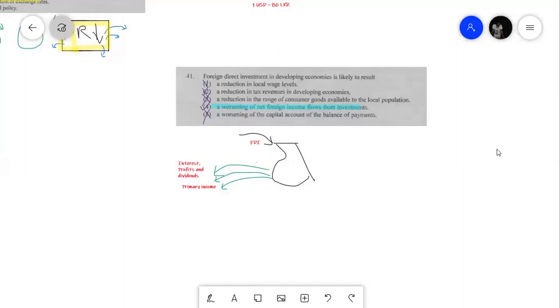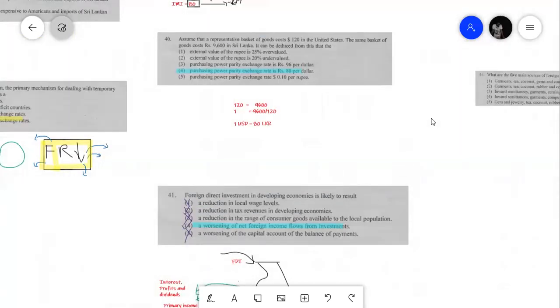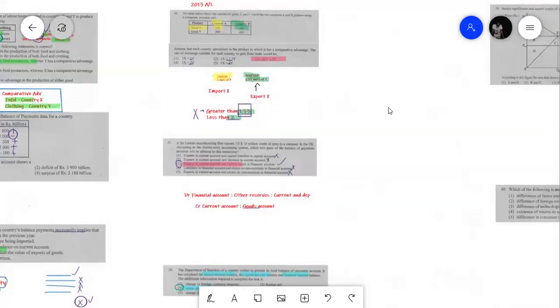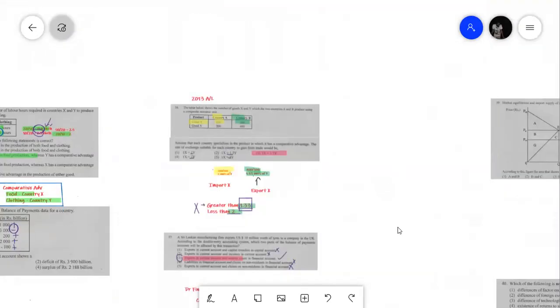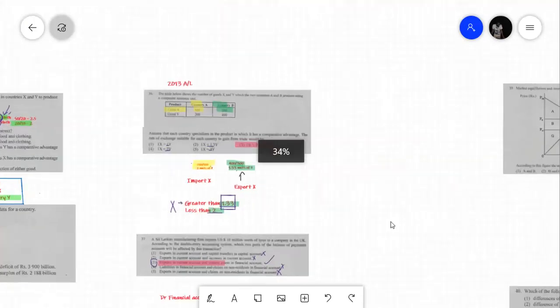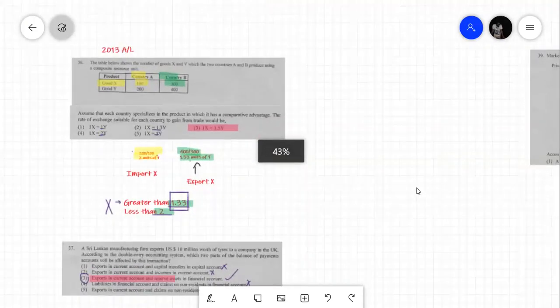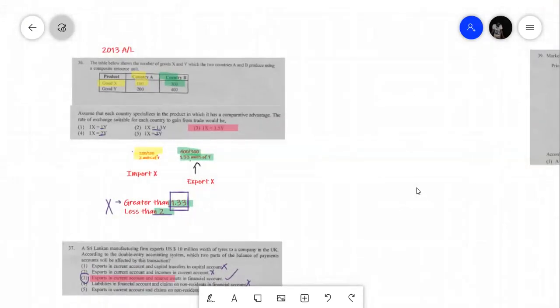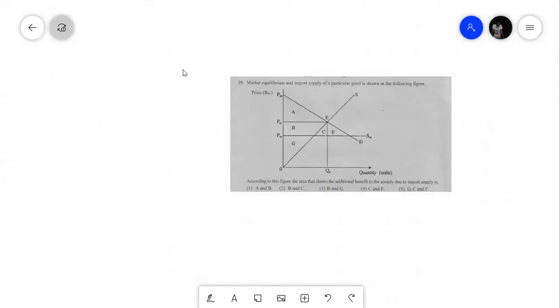Done. That's it with that paper. How many correct? 1, 2, 3, 4, 5. Can we say inversion of the current account? Yes, you can say inversion of the current account because primary account comes inside the current account. All correct? Yes, no? Fine. Okay.